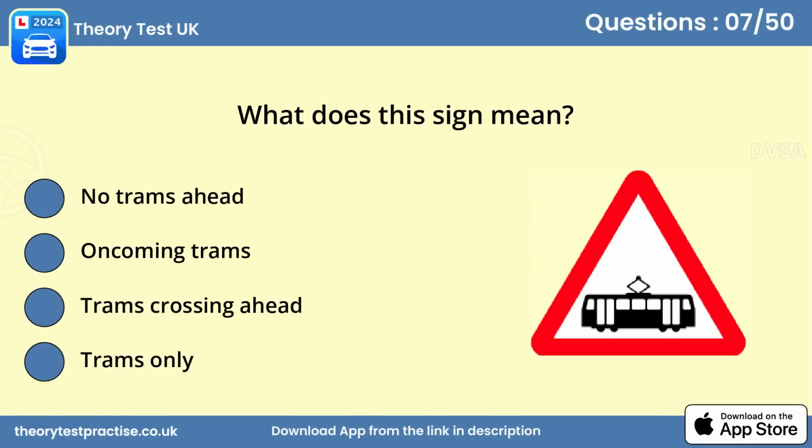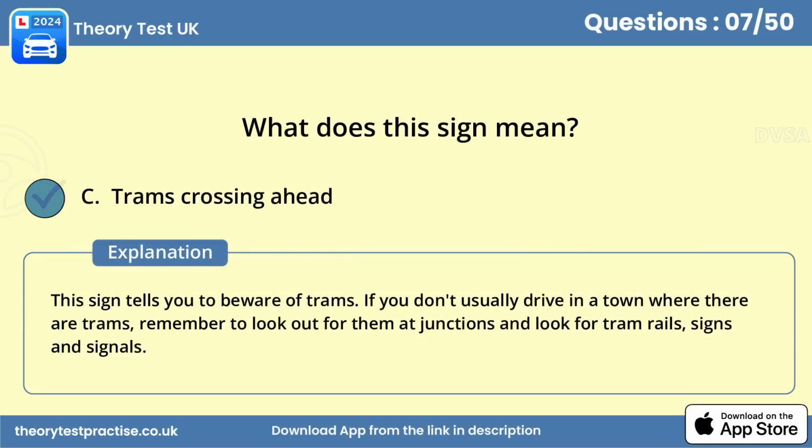Question 7. What does this sign mean? C. Trams crossing ahead. This sign tells you to beware of trams. If you don't usually drive in a town where there are trams, remember to look out for them at junctions and look for tram rails, signs and signals.